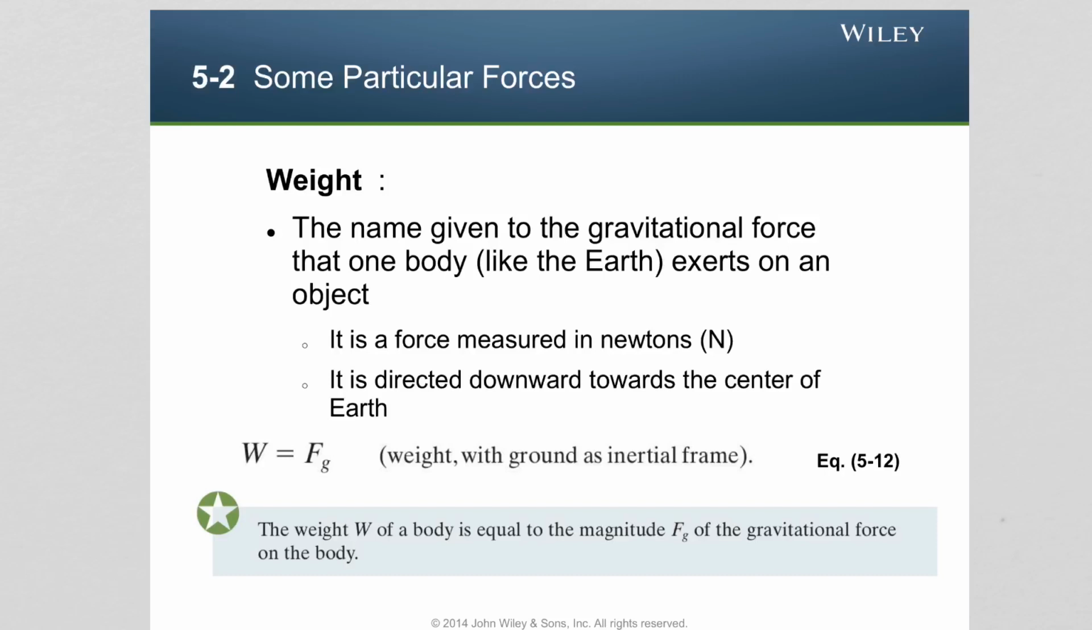Weight being a force means that it's measured in newtons, and by the nature of how gravity works, we know that weight is always directed downwards towards the center of the Earth. And so the weight, W, is equal to the gravitational force that an object experiences due to the gravity of Earth. The weight, W, of a body is equal to the magnitude Fg of the gravitational force that's acting on the body.